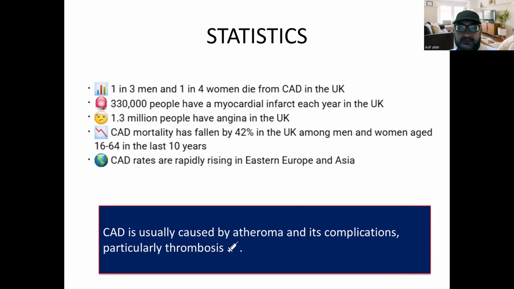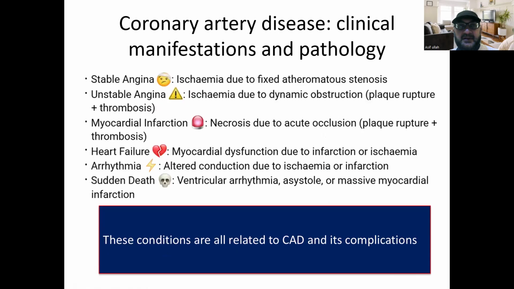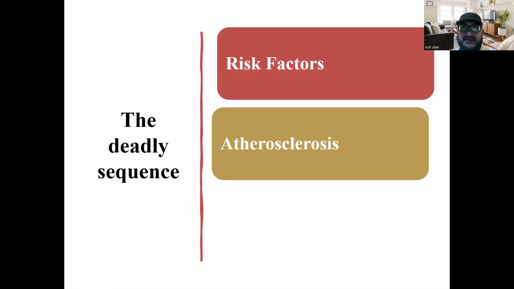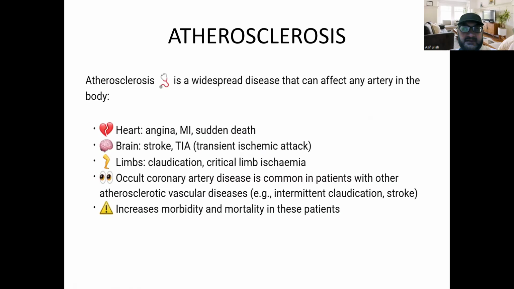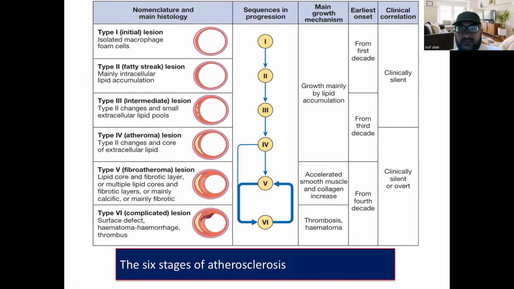It is becoming extremely rampant in the UK as well as worldwide, caused by atheroma and its complications, and further complicated by thrombosis. The manifestations may be stable or unstable angina, infarction, heart failure, arrhythmias, and sudden death. Coronary artery disease is basically atherosclerosis, which is itself a widespread inflammatory disorder that can affect any arterial territory, having 6 stages. The fifth and sixth are the most dangerous.